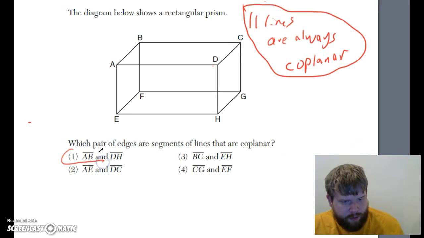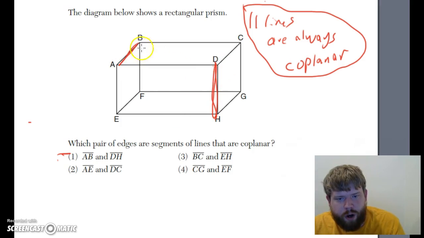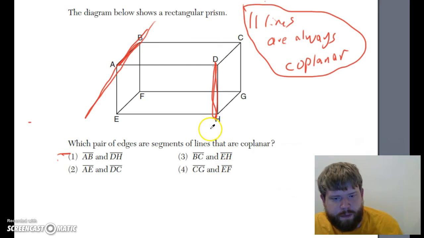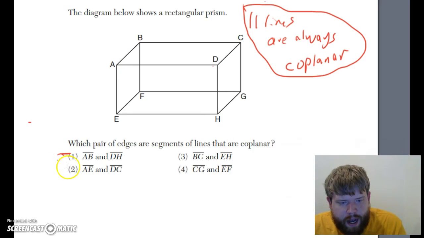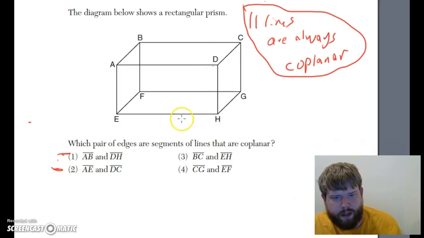All right, let's take a look. AB and DH, well, I won't circle it, we don't have the answer yet, but AB and DH. AB is here, DH is here. No, they are not coplanar. There's no single sheet of paper that I could put that would include both that line, going on forever, and that line. They're going to miss each other, ships passing in the night. How about AE and DC? AE is here, DC is here. No, not coplanar.